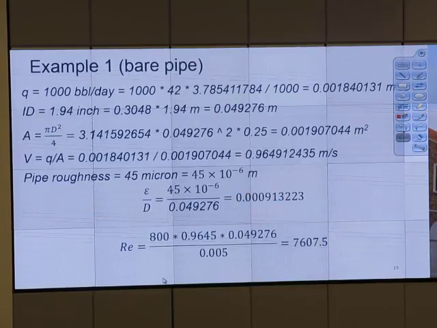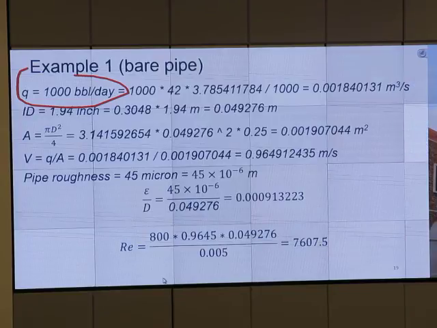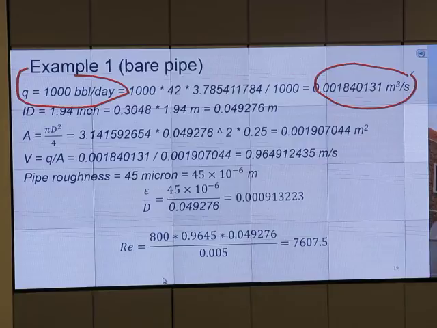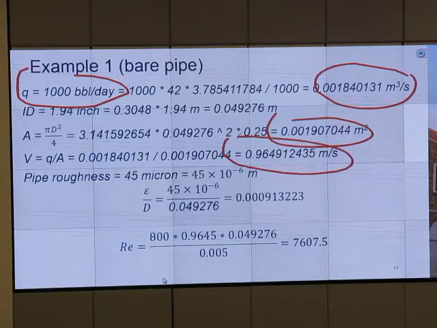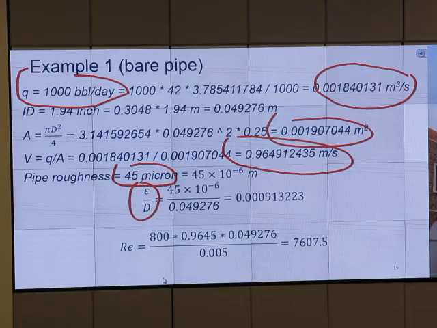So first step, I get Q, the variable there. I convert it to cubic meter per second. I calculate flow area, pi d squared over 4. I calculate velocity, about 1 meter per second. I get the pipe roughness. If I use carbon steel, I open the website, pipe roughness is about 45 micron. So I get epsilon over D, pipe roughness over inner diameter. That is for friction factor, right?